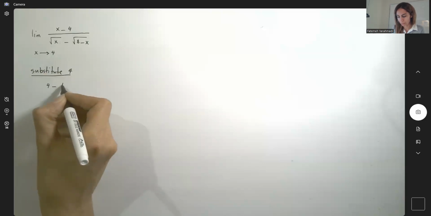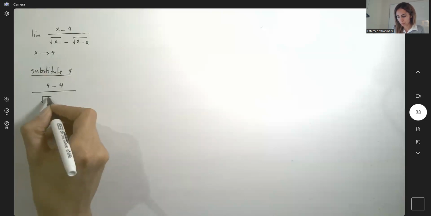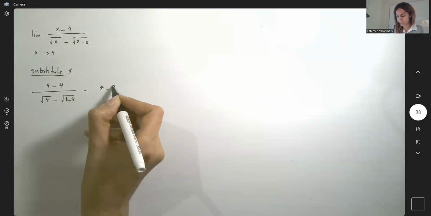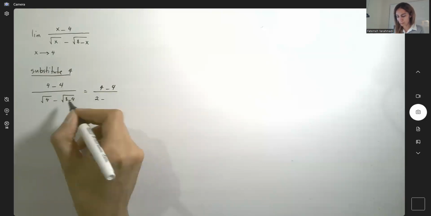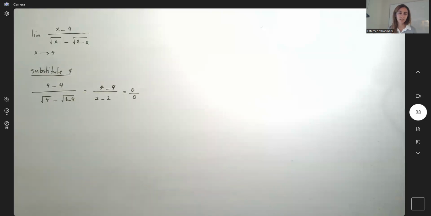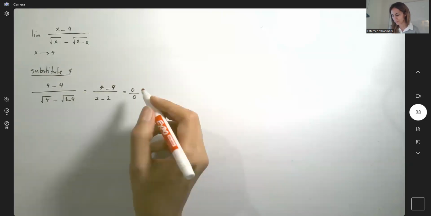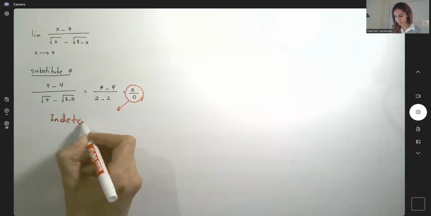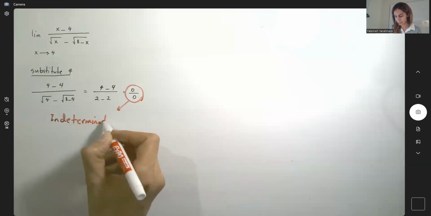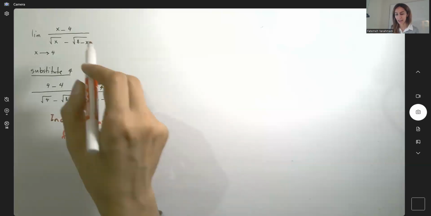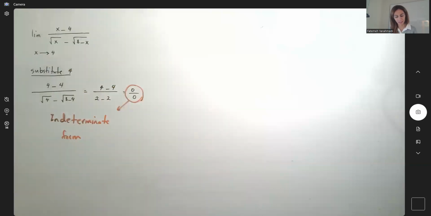You get 4 minus 4 divided by square root of 4 minus square root of 8 minus 4, which is 4 minus 4, divided by 2 minus square root of 4, which is 2. So you get 0 over 0. Well, this is an indeterminate form which cannot be simplified. So we have to simplify the fraction itself.